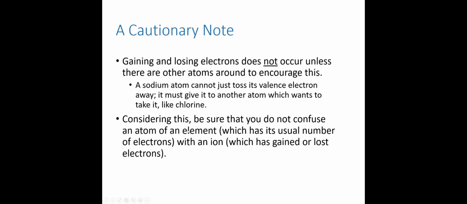So you need to be very careful that you don't confuse a neutral atom, which has its usual number of electrons, with an ion, and the ions have gained or lost electrons. So for example, when we are talking about oxygen, oxygen is normally found as an element. It's a diatomic element. It has formula O2. That is a far different thing than an oxide ion, O2 minus.